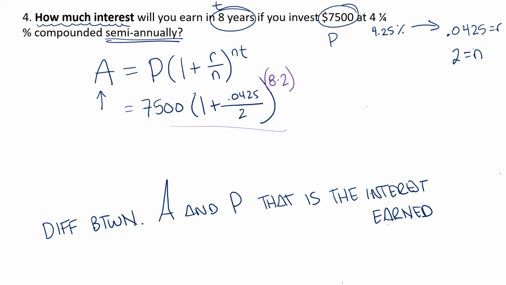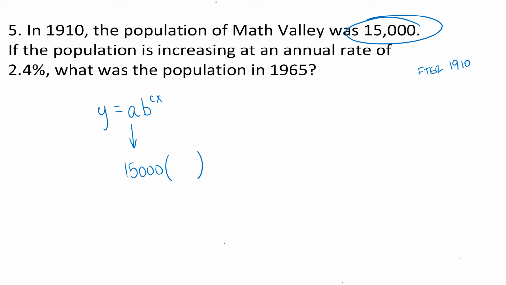So write your equation. What's your initial amount? 15,000. That's going to be your a. Okay, what is your b? The population is increasing at 2.4%. I'll tell you a couple things that are not b. B is not 2.4. Why not? Well, a couple reasons. 2.4, that's a percentage, and that's not what B is. I'll tell you what else B is not.